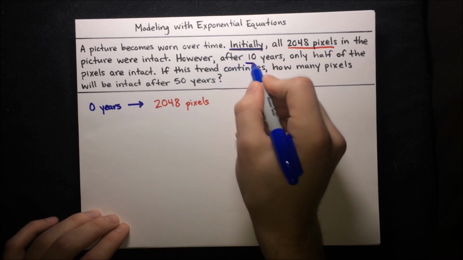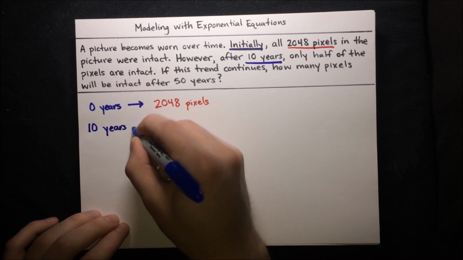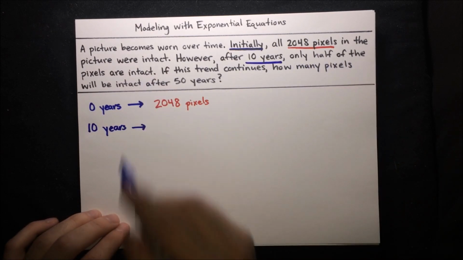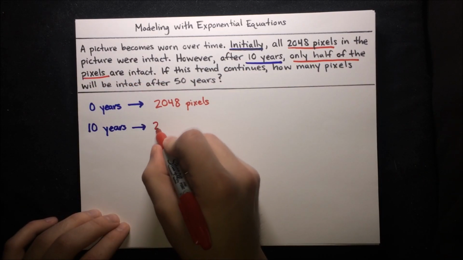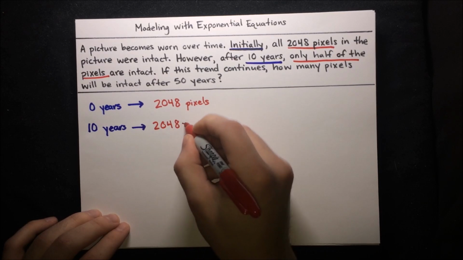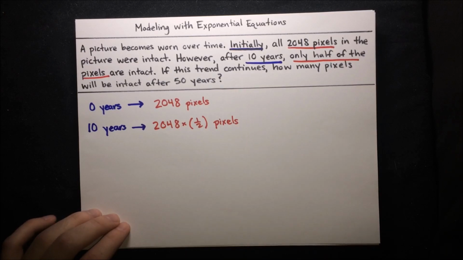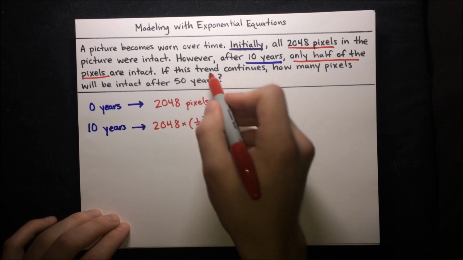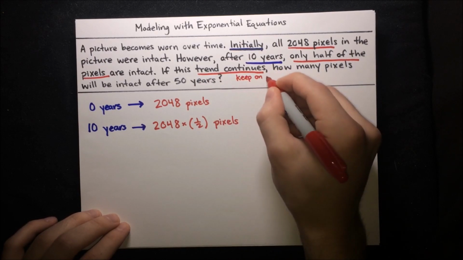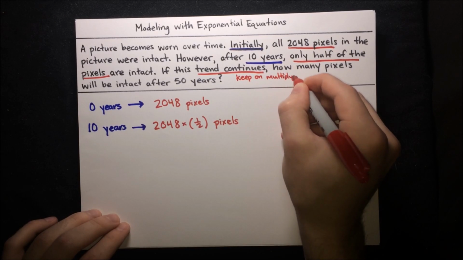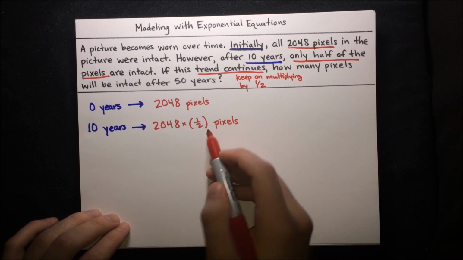Okay, then after 10 years, so 10 years is the next data point here. After 10 years, how many pixels are intact? Well, only half of them. So to get the new number of pixels, only half, we have to multiply the previous number, 2048, by a half. Okay, so now we want to continue this trend, and by the trend continuing, that just means we keep on multiplying by a half. The number of pixels keeps on halving every 10 years.